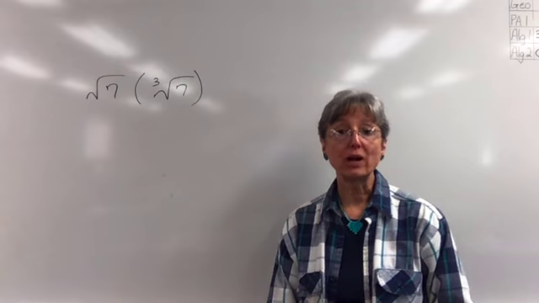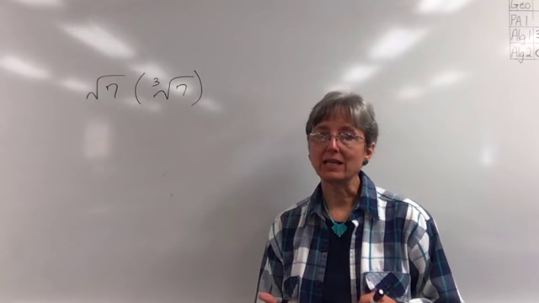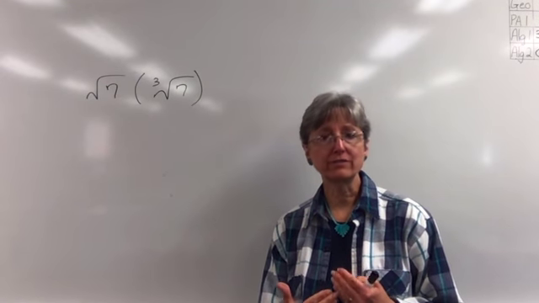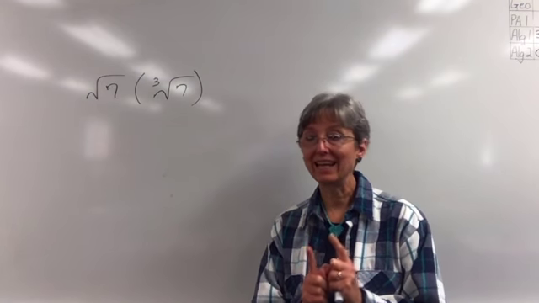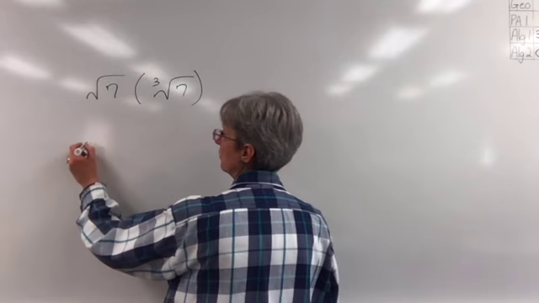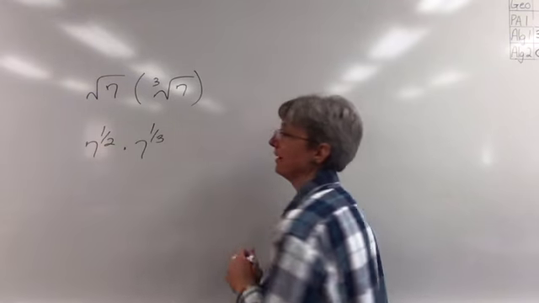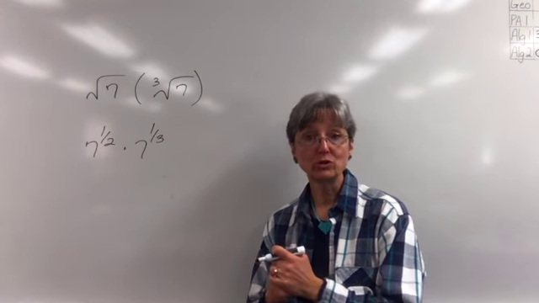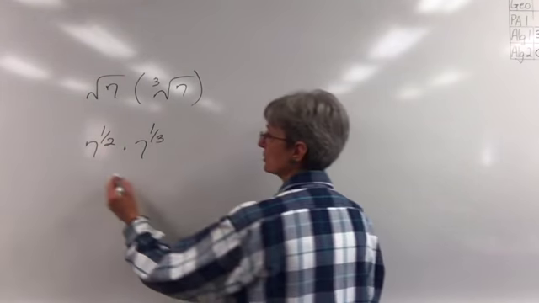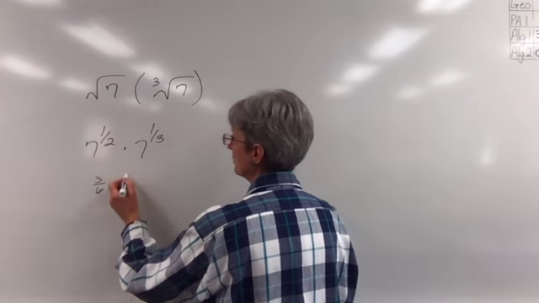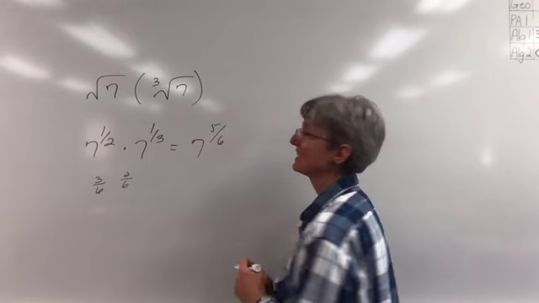Here's a similar issue. I want to multiply the square root of 7 times the cube root of 7. I've got the same base of 7, but because the indexes are different, I would think I can't multiply. But if I change them to exponential form, then I can. So this is 7 to the power of 1/2, and this is 7 to the power of 1/3. So now, in order to multiply them, I add 1/2 plus 1/3. And 1/2 is 3/6, and 1/3 is 2/6, so I come up with 7 to the power of 5/6.